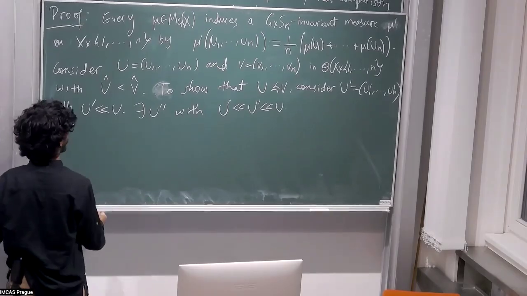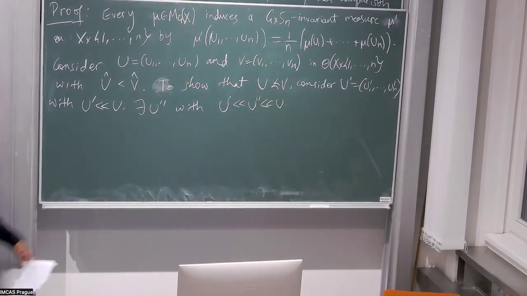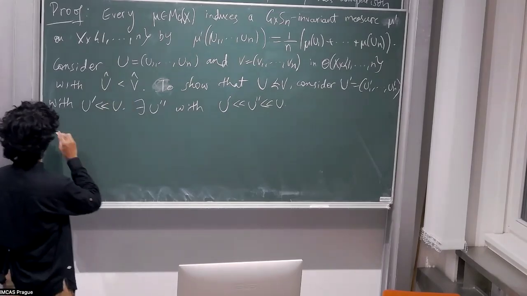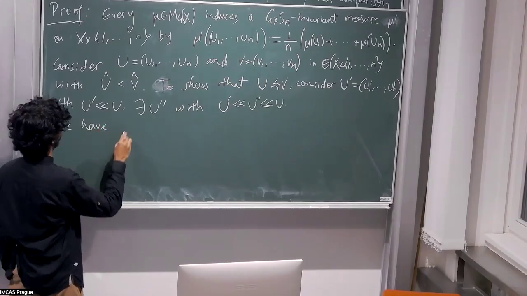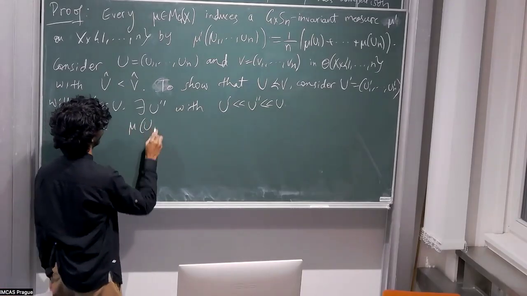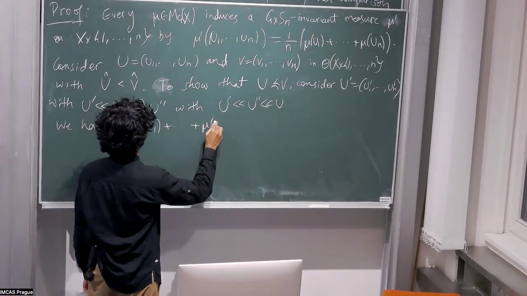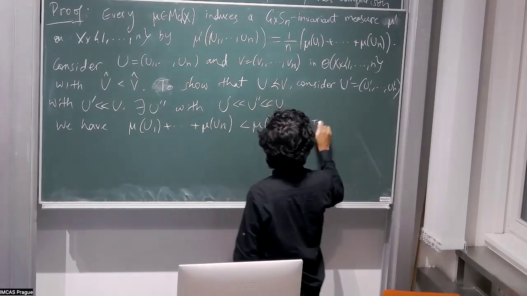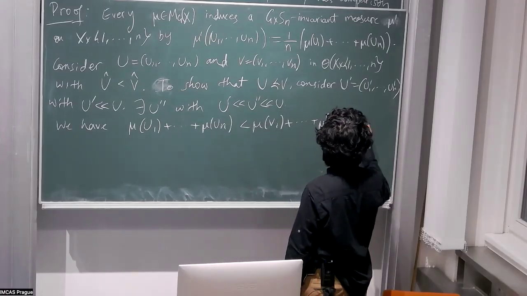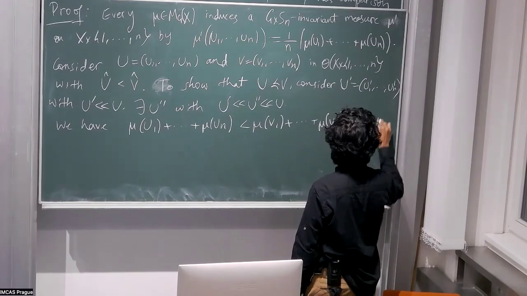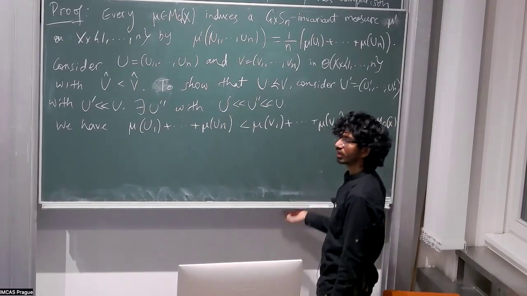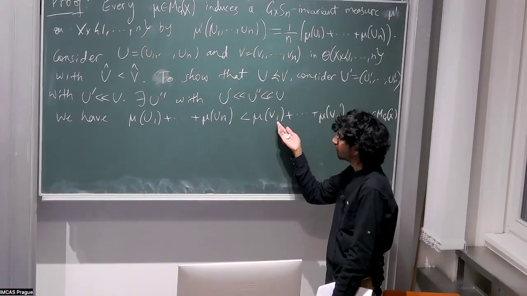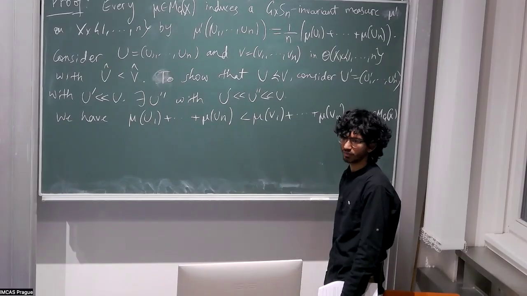Yeah. Okay. Now we have the measure of U is less than the measure of V. That is, we have mu of U1 plus mu of Un less than mu of V1 plus mu of Vn for every mu, right? So you can consider that the first one, let's say V1, is non-empty and it has positive measure.